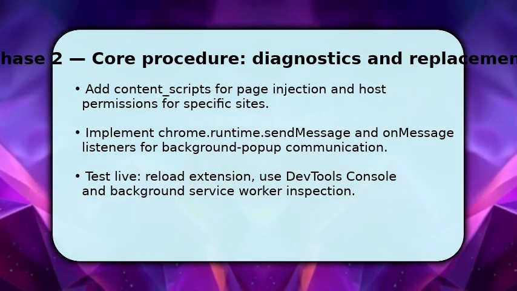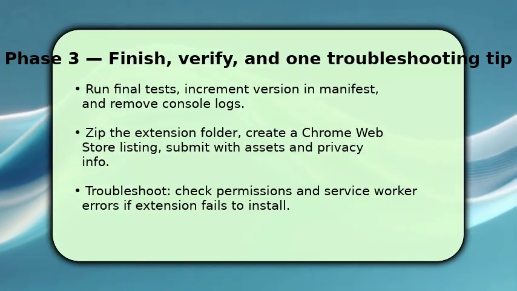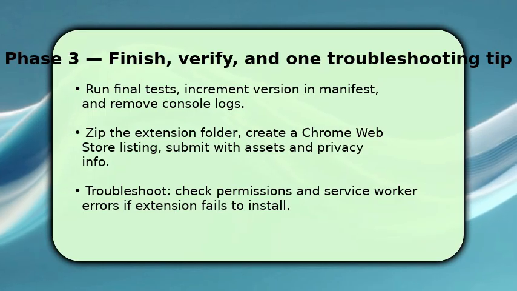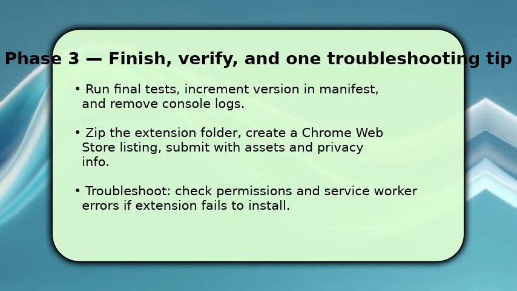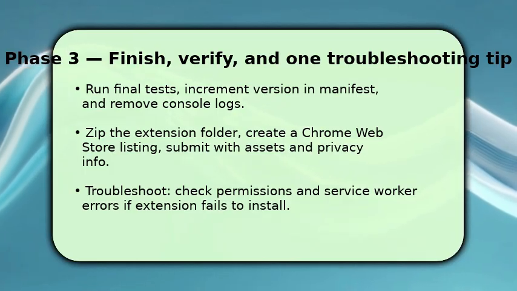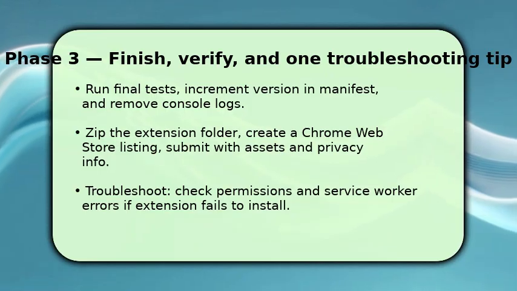To finish, run thorough tests, increment the manifest version, and strip debug logging. Make sure icons and screenshots are production ready. Then zip the extension folder and create a Chrome Web Store listing. Upload the ZIP, fill metadata, privacy policy, and payment if needed, and submit.